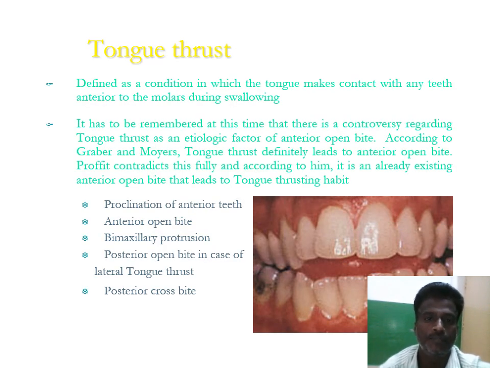Tongue thrusting habit is a condition in which the tongue makes contact with any teeth anterior to the molars during swallowing. It must also be remembered that there is a controversy regarding tongue thrust as an etiological factor of anterior open bite. According to Graber and Moyers, tongue thrust definitely leads to an anterior open bite. Proffit contradicts this fully, and according to him, it is an already existing anterior open bite that leads to the tongue thrusting habit.